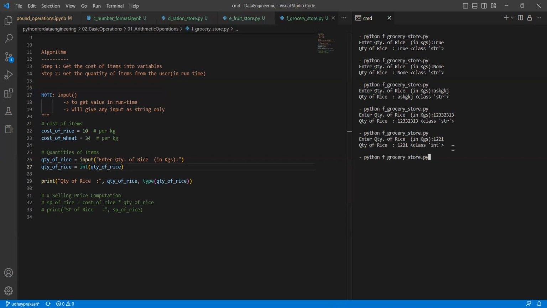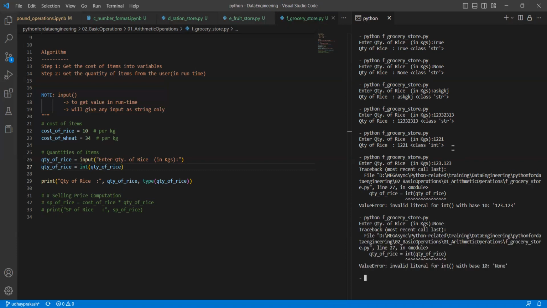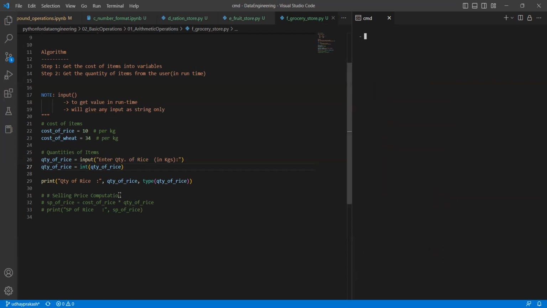If you give a number, fine. You cannot convert even a floating point into an integer. If you want float, you should write float only. If you give any garbage, it won't convert. That is exception handling, which you will learn in the next phase. Okay, got it. Thank you.